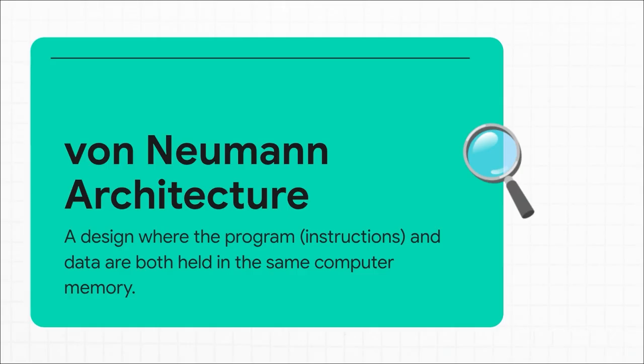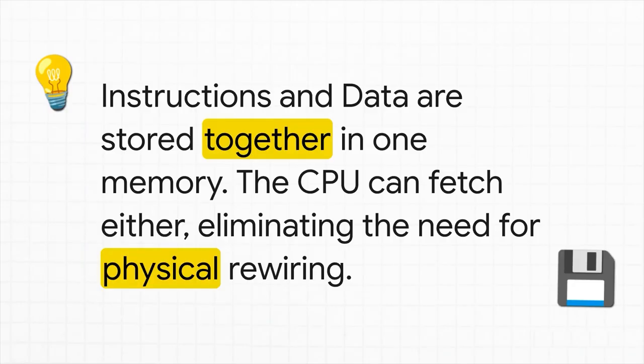The truly revolutionary idea was to treat the program, the set of instructions, as just another form of data. Think about that. If the program is just data, then it can be stored in the computer's electronic memory, right alongside the numbers and text it's supposed to process. So this is the whole magic trick right here. The instructions and the data live together in the same memory, and the CPU can grab either one.